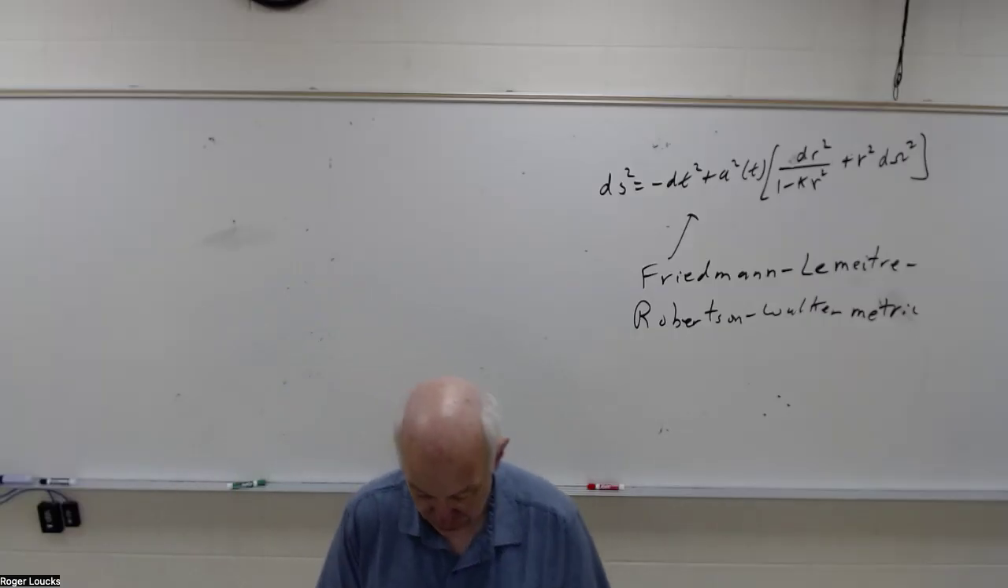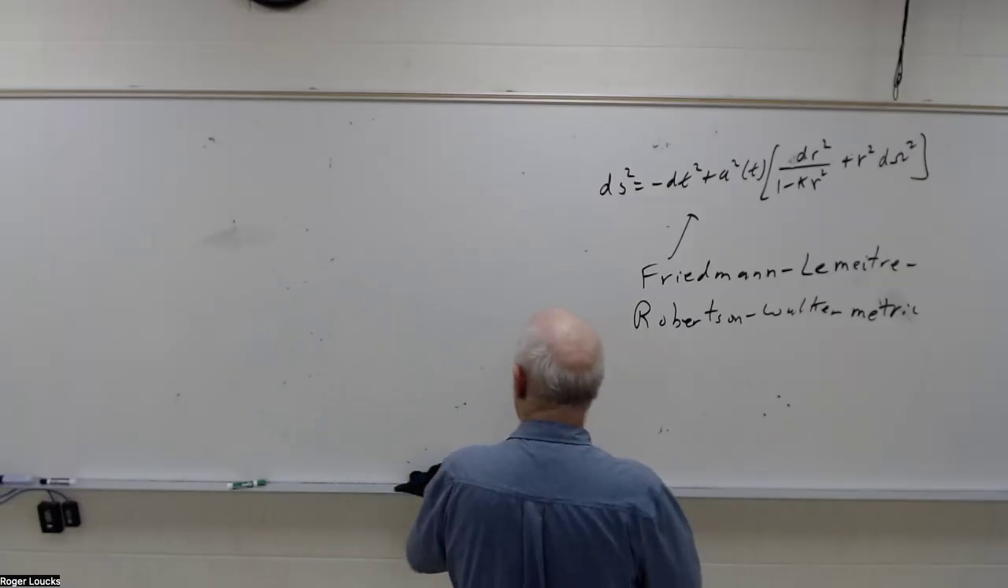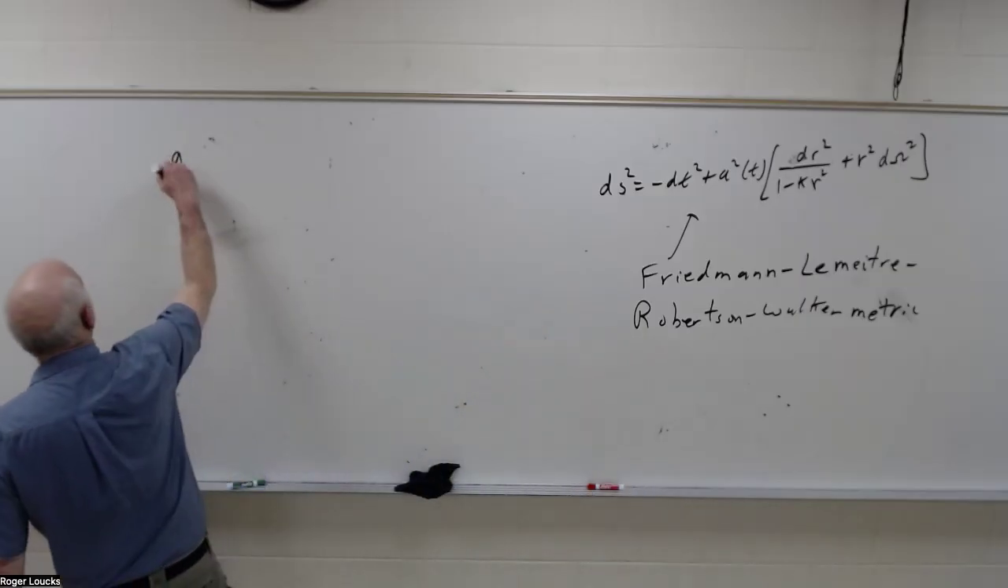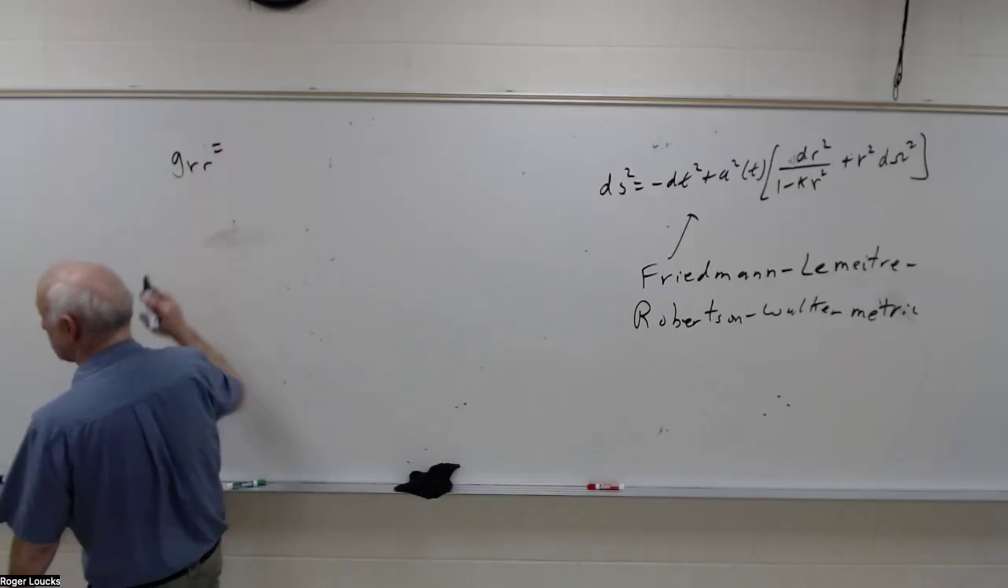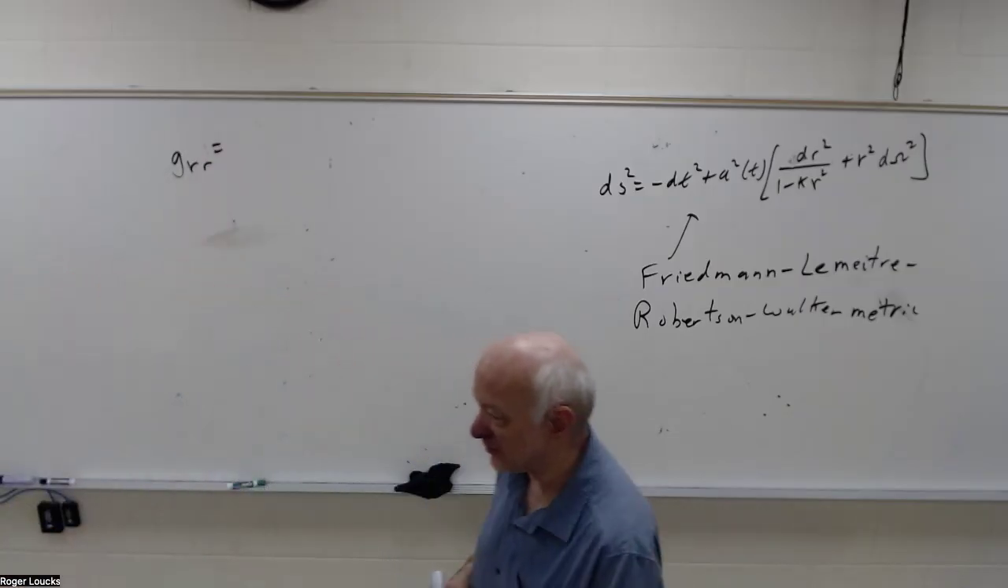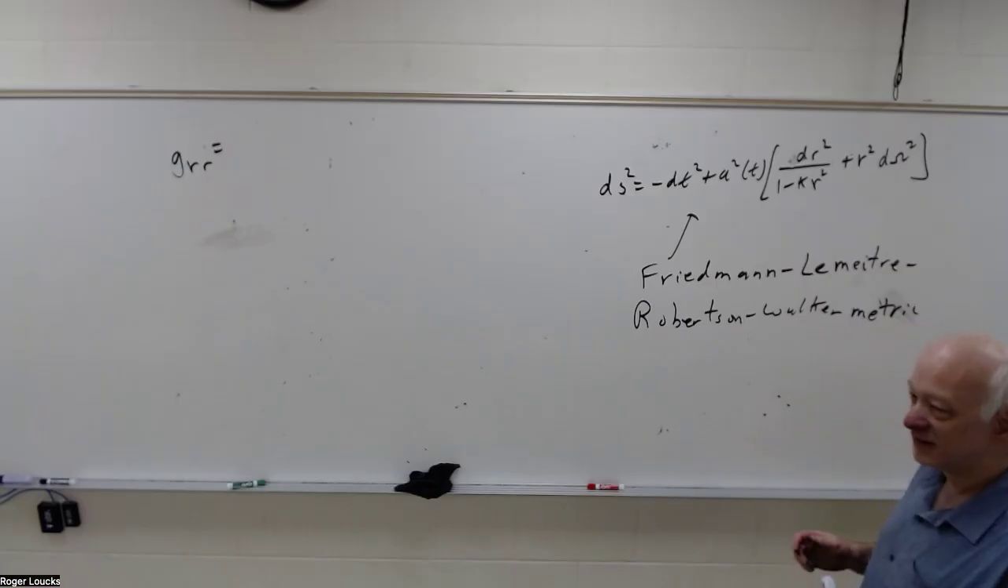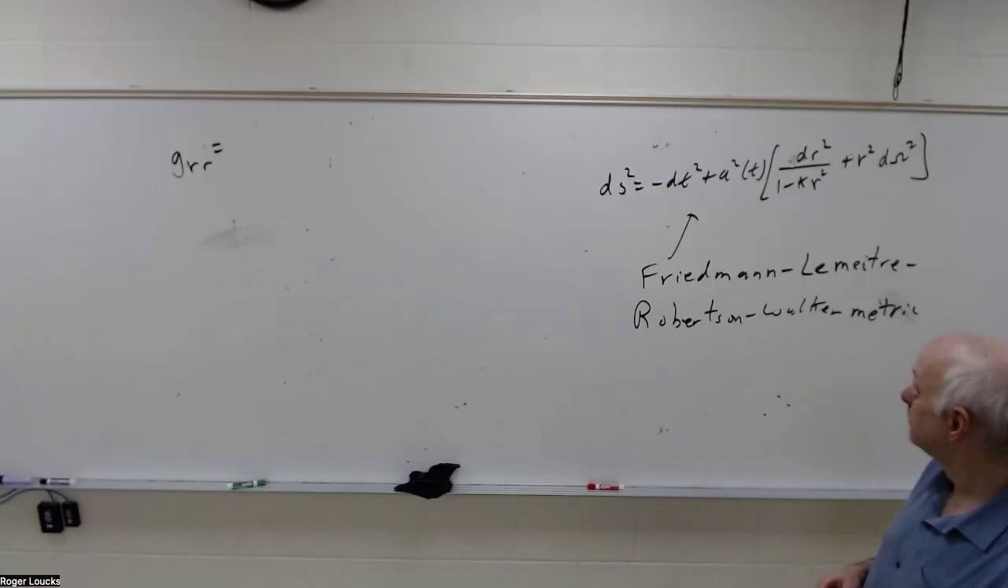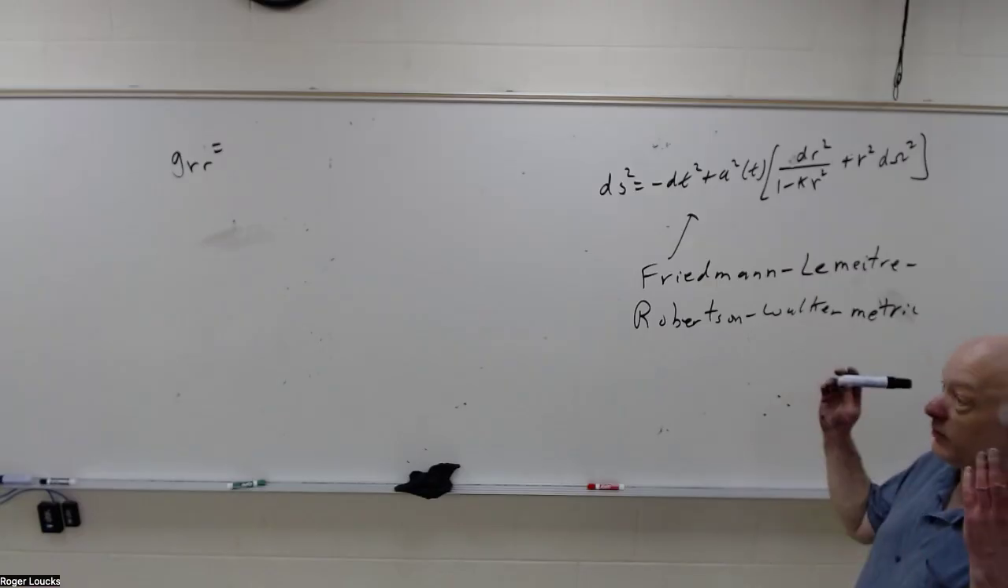The hardest part to remember here is, if I were to ask you what g_rr is, this is going to be the hardest part. What is g_rr for that? It's a squared over 1 minus kappa r squared. There, you've done the hardest part.